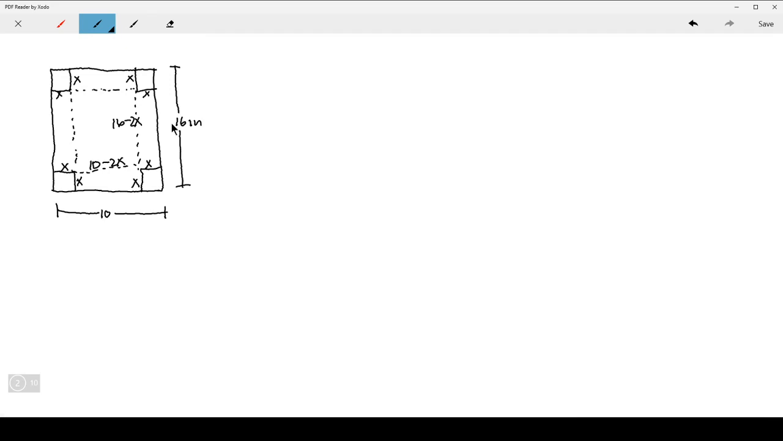I can write an equation for the volume, right? The volume of a box is V equals length times width times height.